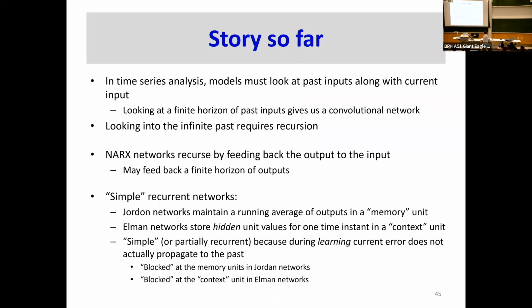So just the story so far: in time series analysis, models might look at past inputs along with the current input. Looking at a finite horizon of the past inputs gives us a convolutional network, as we know. Looking into the infinite past requires recursion. And NARX networks recur by feeding back the output to the input and may in fact feed back a finite horizon of outputs. And these are so-called simple recurrent networks, which, the Jordan network and the Elman network, actually introduced memory units whose job it was to carry some information about the past.